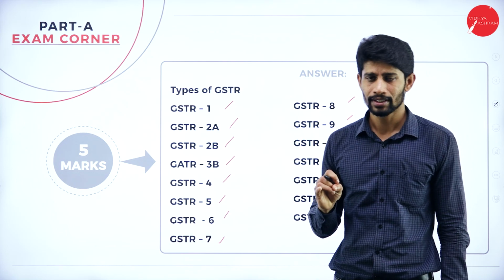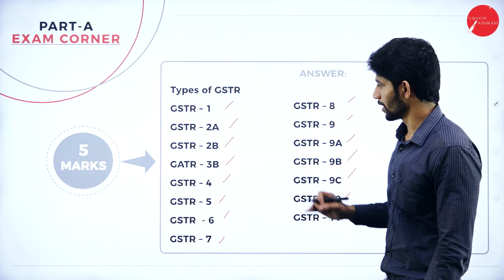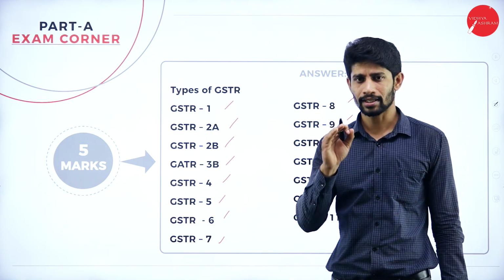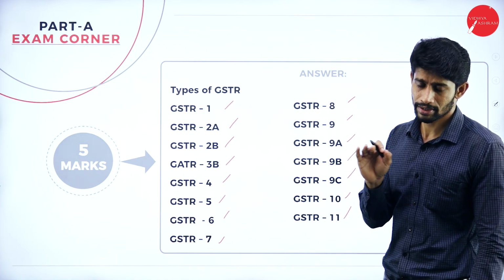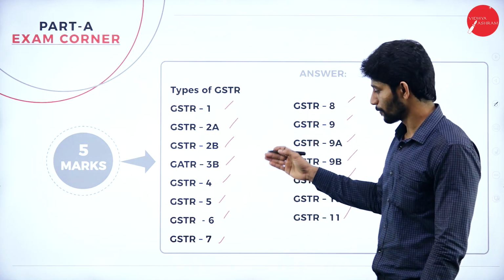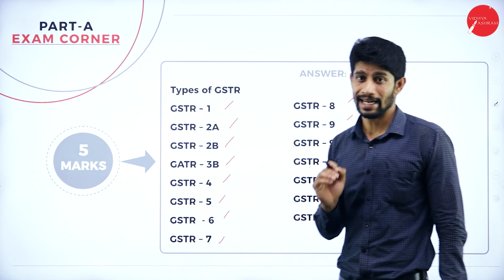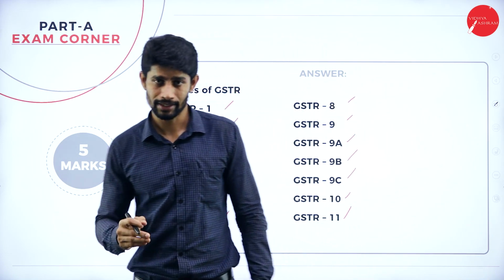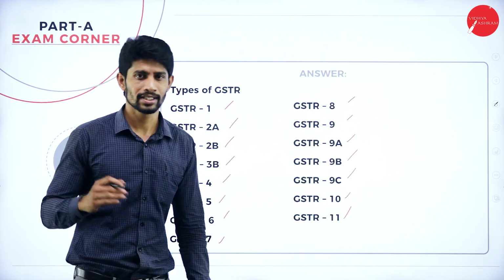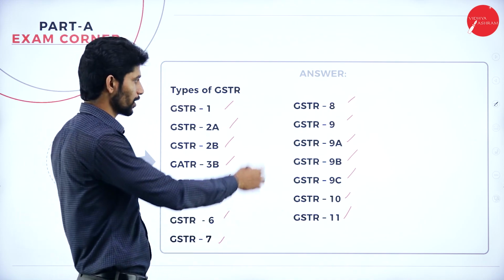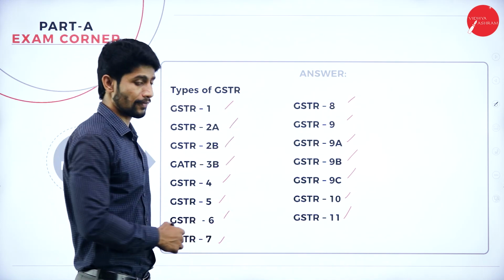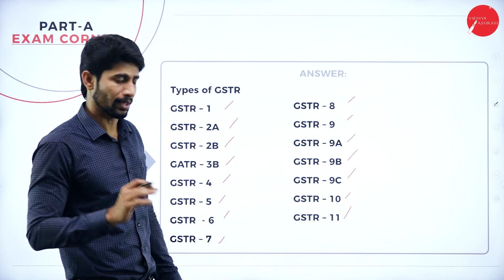See, GSTR 1, GSTR 2A, GSTR 2B. Next, GSTR 3B is there. 3A is not there, 3B is there. Next, 4, 5, 6, 7, 8, 9, 9A, 9B, 9C. Next, GSTR 10, GSTR 11. Very easy. So you need not write all of this. If you write only 7 also, that is fine. They'll give you 5 marks.